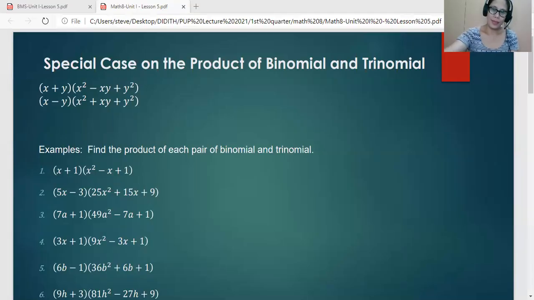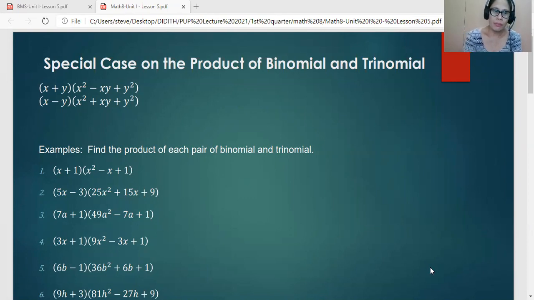Hi there, grade 8. So I'm going to discuss lesson 5 of unit 1, and it's about special case on the product of binomial and trinomial. So we're going to multiply a binomial and a trinomial. But before we do that, let's try to find out the relationship between the two factors.